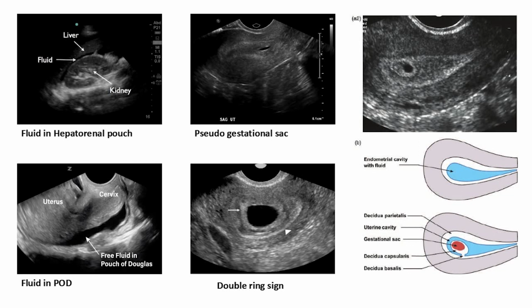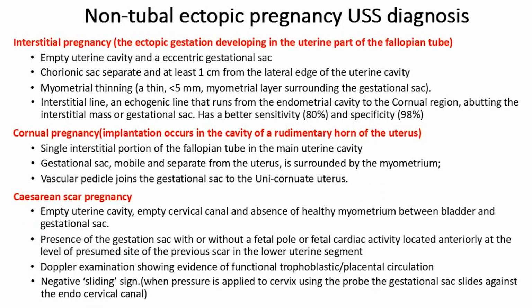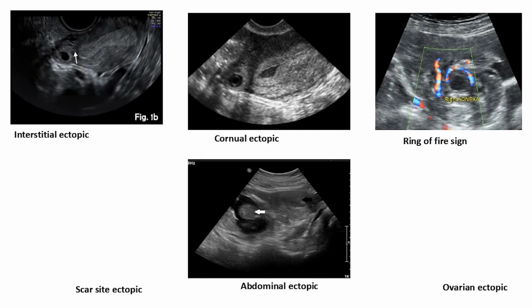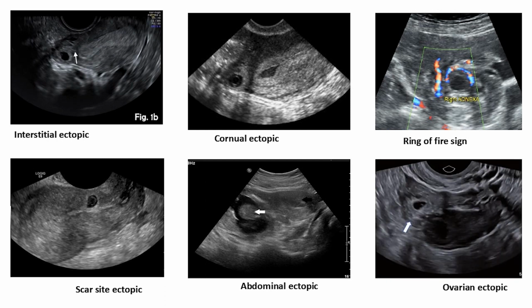This is the ultrasound scan report of ectopic pregnancy. Prompt referral and coordination of care are essential nursing roles at this stage. Non-tubal ectopic pregnancy ultrasound scan diagnosis: interstitial pregnancy, cornual pregnancy, cesarean scar pregnancy. This is the ultrasound scan report: interstitial ectopic, cornual ectopic, ring of fire sign, scar site ectopic, abdominal ectopic, and ovarian ectopic.